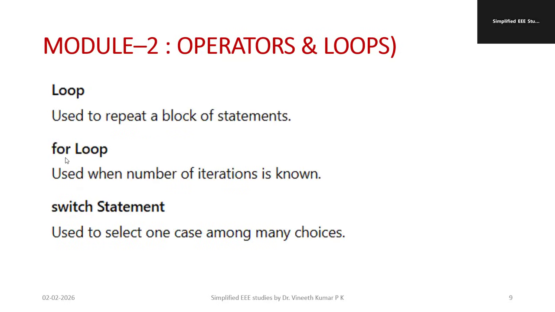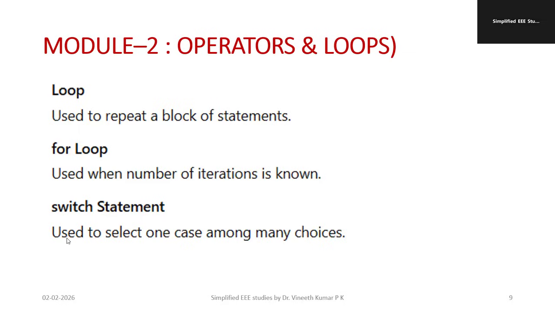Another important thing is what is loop? Loop is used to repeat a block of statements. What is the meaning of for loop? It is used for a definite loop. That means it is used when the number of iterations is already available or defined.